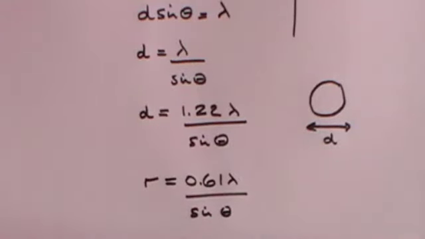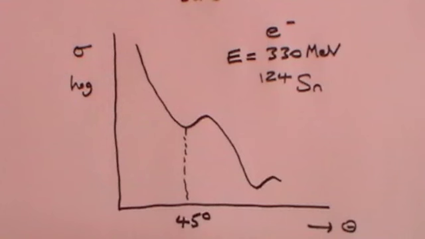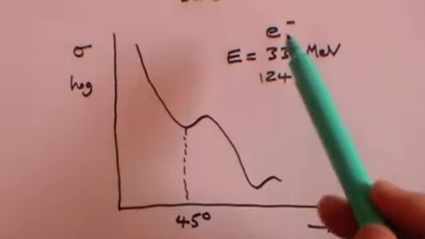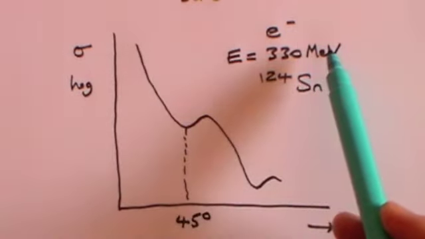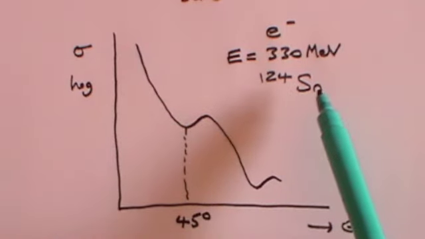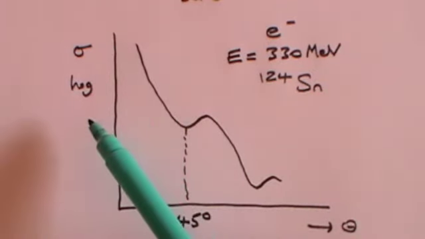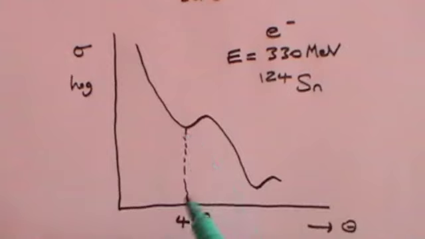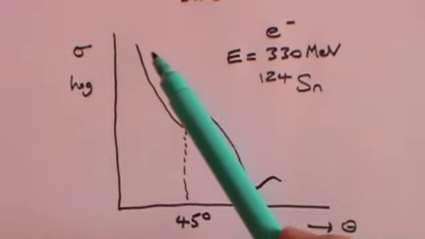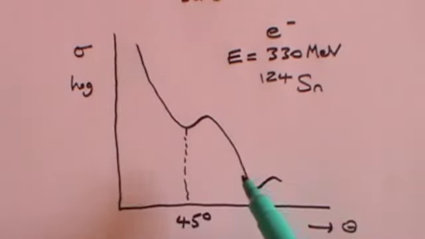Okay, so that's the geometry. Now let's look at some results. I've drawn out very roughly the results of electron scattering, where the electrons have an energy of 330 MeV, off a target which is tin, 124 tin. You're measuring the cross-section and plotting it on a log scale against the angle of scattering. And you get a shape that looks like this.